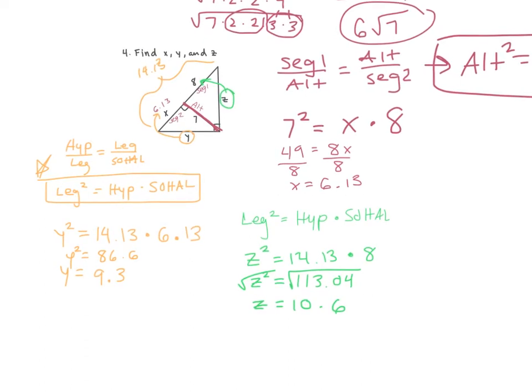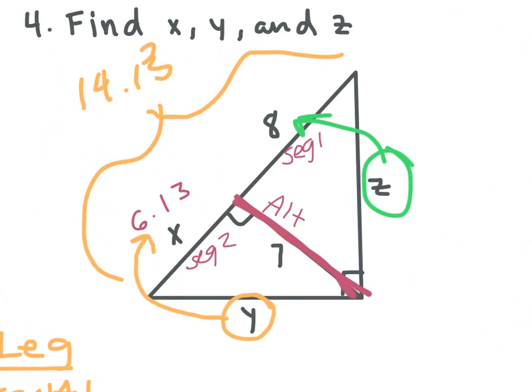You have to figure out which one is the adjacent segment. It is different depending on which leg you're looking at. If we're working with leg y, so we're trying to find y, the segment that's adjacent to it is the one we use. So this 6.13 is what it will be in the equation. If we're trying to find z, the segment that's closest to it, which is 8, is the one in the equation. Okay?